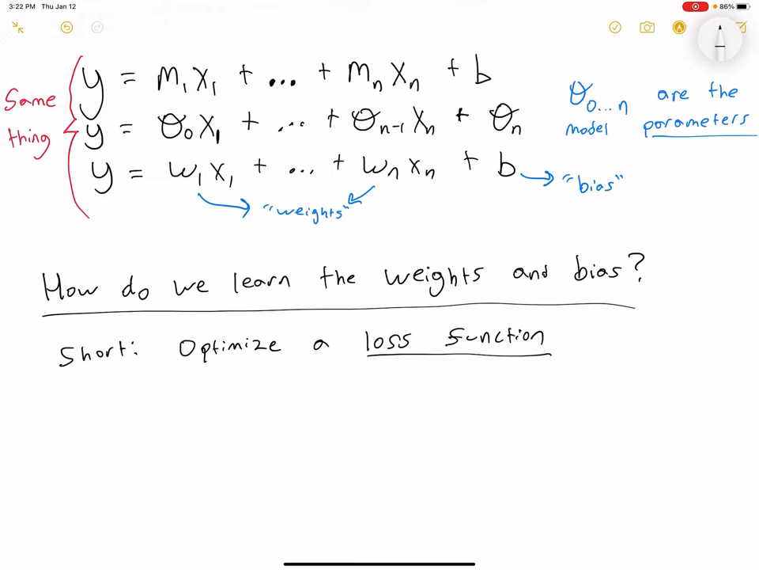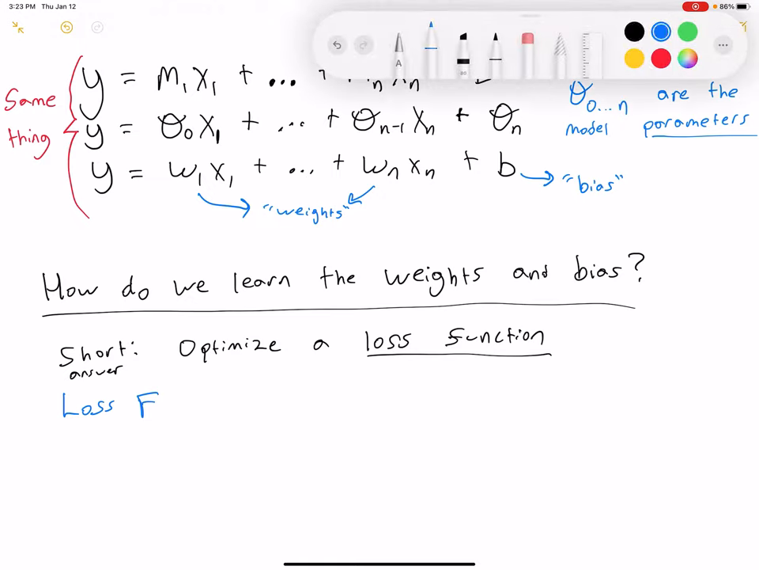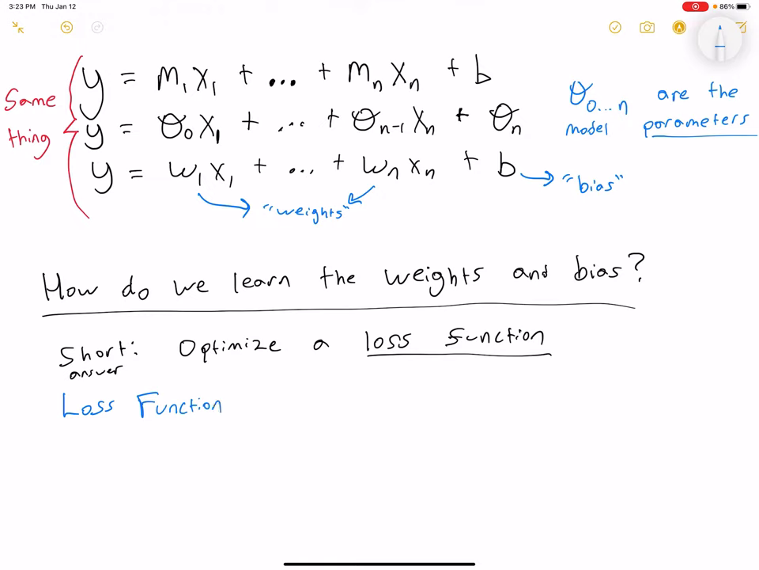So what is a loss function? Short answer. Trying to make these notes kind of complete so you could just look at them and understand. So a loss function is a function which quantifies the error of a model.